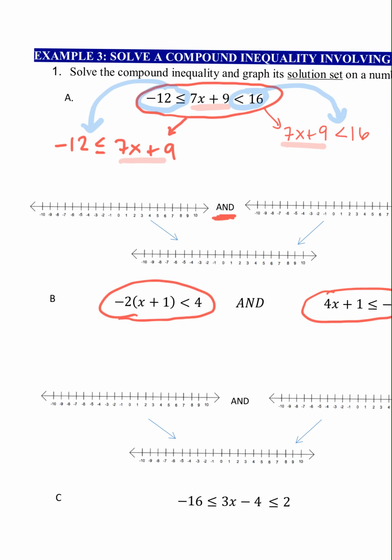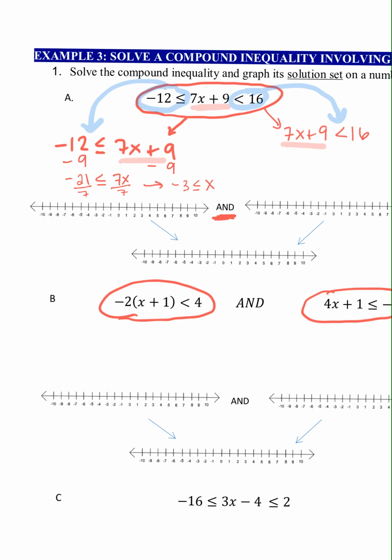Okay, now that we have our two inequalities, we solve them exactly how we did yesterday. First things first, I'm going to subtract 9 on either side because we do the opposite of addition or subtraction first. And I get negative 21 is less than or equal to 7x. Now I'm going to divide both sides by 7, and I get negative 3 is less than or equal to x.